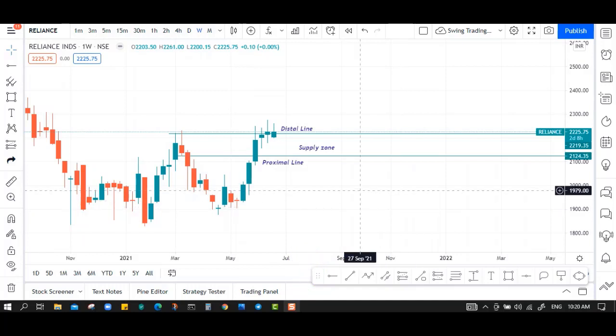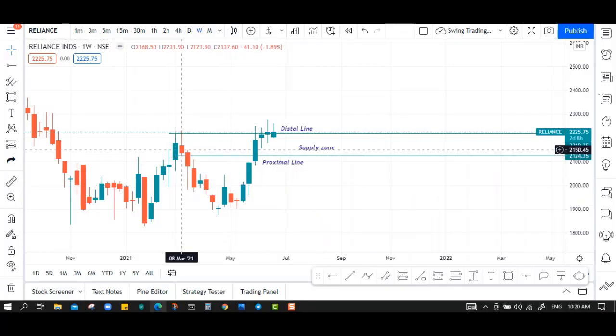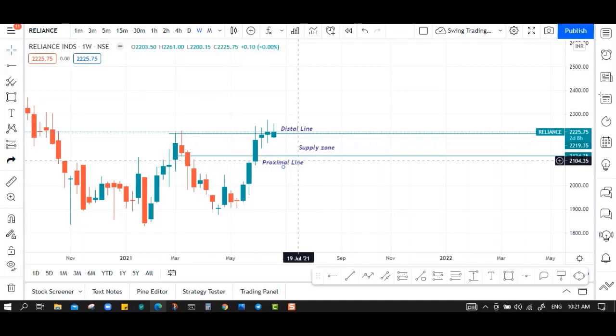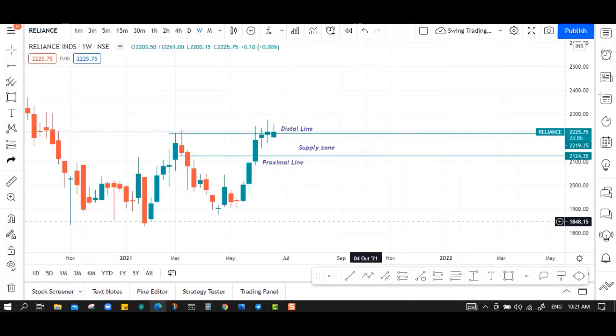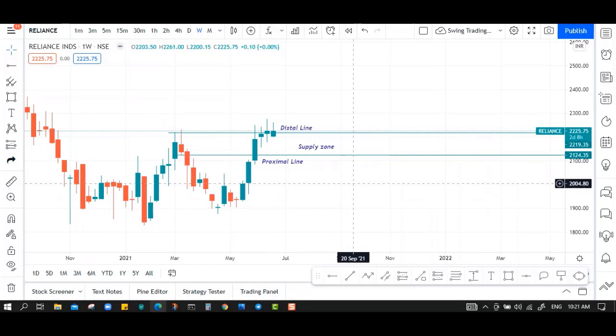So let us take Reliance Industries as a real-time example. And this is a weekly chart here. This is a mother candle and this is the inside bar. I have drawn the distal line on the upper wick of this mother candle, and on the closing, the lower wick of this inside bar, I have drawn the proximal line and created the supply zone. We'll see in the future how the price will react here. When you are watching this video, you can refer to Reliance Industries on this particular date. The date is 21st June. And also you can see the demand zone as well.